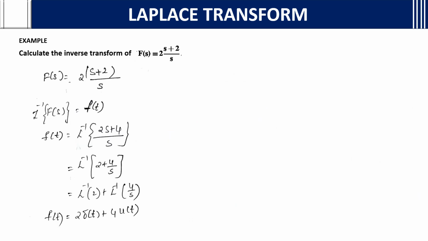Calculate the inverse transform of 2 into s plus 2 by s. If you see here, the method is same. Laplace inverse of F of s is nothing but f of t. You want frequency domain to time domain. f of t is equal to Laplace inverse of 2s plus 4 by s. You can write 2s plus 4 by s as 2 plus 4 by s.